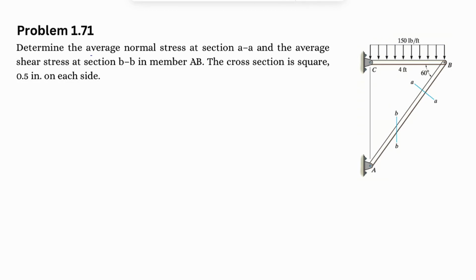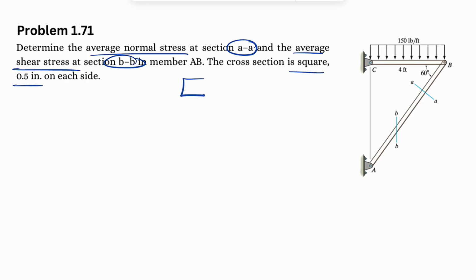Okay, so welcome back. We have another question from the first chapter of Mechanics of Materials, and we need to determine the average normal stress at section AA and the average shear stress at section BB in the member AB that we have. So we can see the two sections on member AB, and we also know that the cross section is square and each side is 0.5.